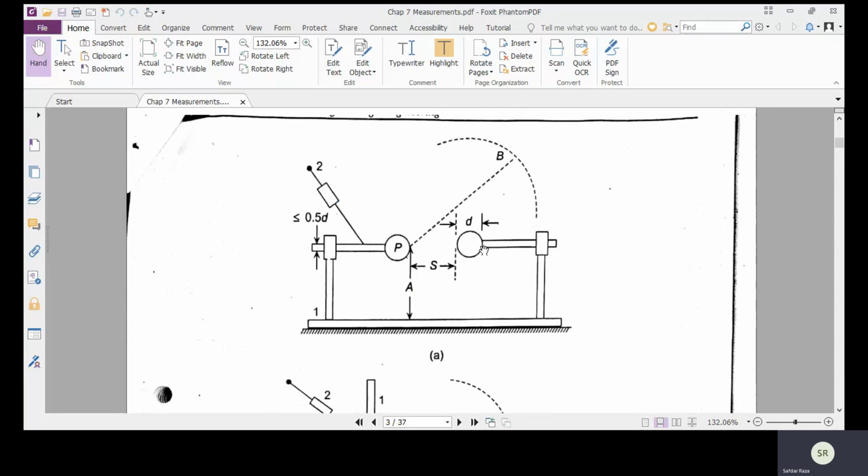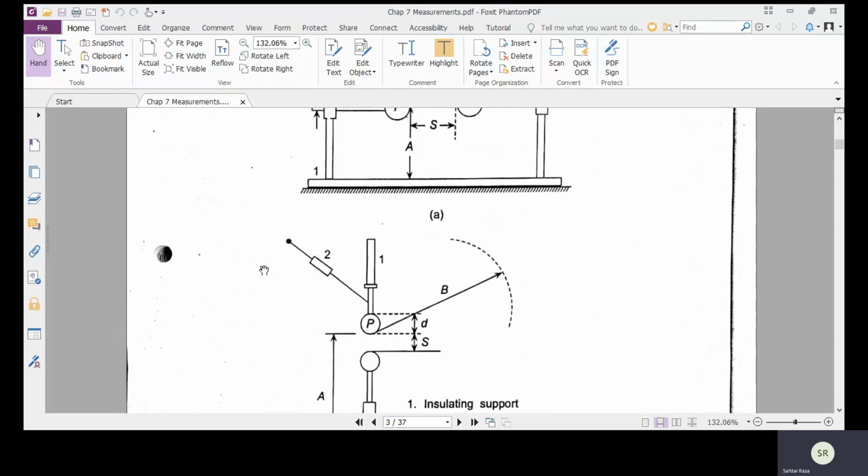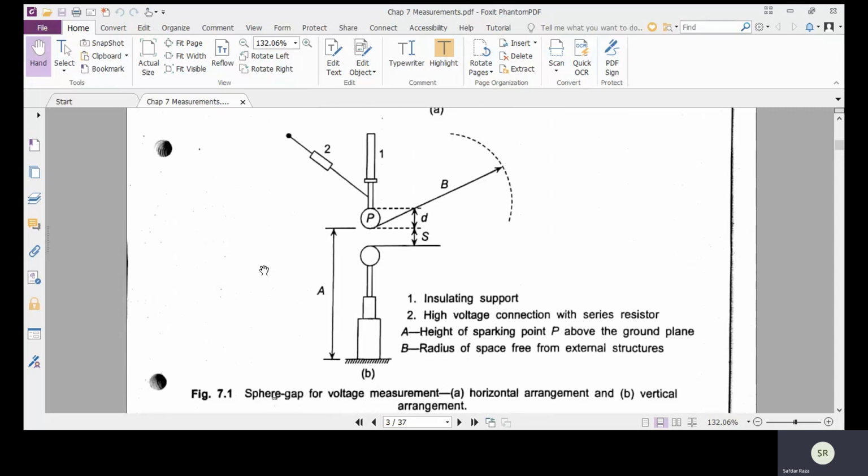With large spheres, the vertical arrangement is chosen. It means that whenever we want to measure a high value of voltage, we will require a greater value of D, or we can say that we require a larger sphere. It means that for higher voltages, the vertical arrangement is preferable.